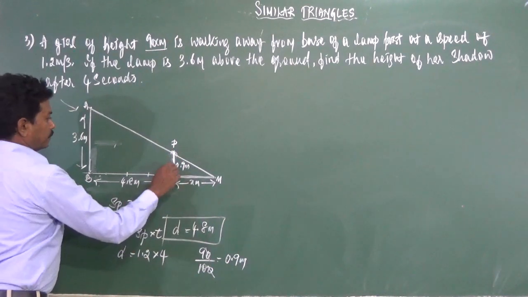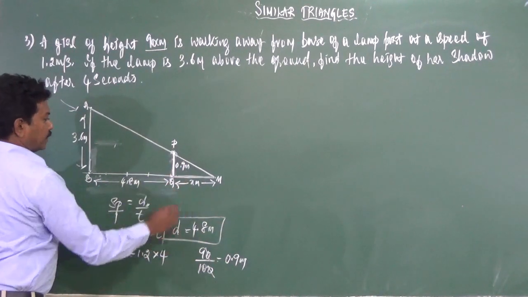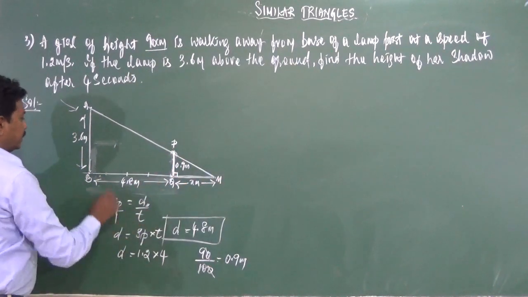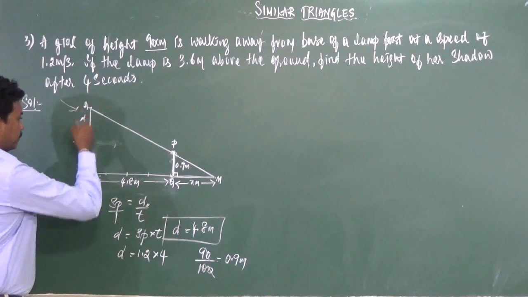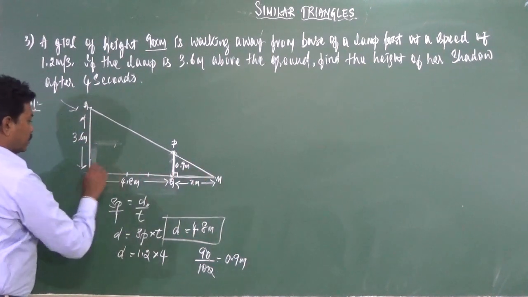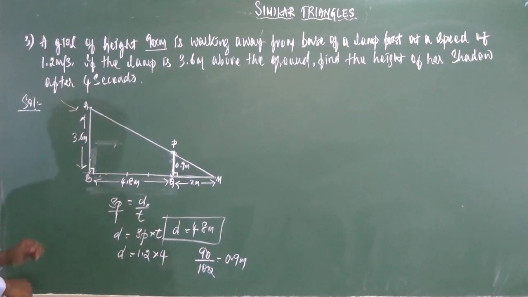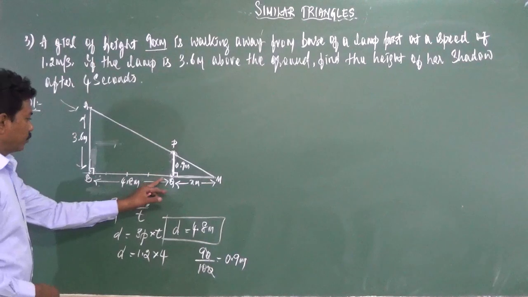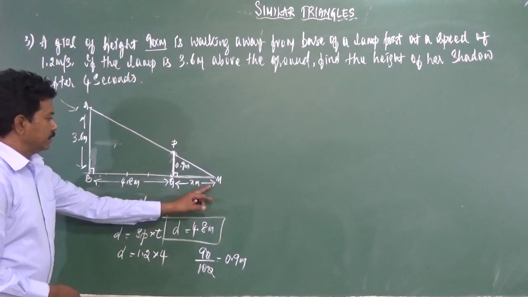So now PQ is the height of the girl. So the girl is standing perpendicular to the ground. So this is 90 degrees, and the height of the pole is again perpendicular to the ground. So therefore it is 90 degrees here. So I hope you can see the triangles now. I hope you got this 4.8.